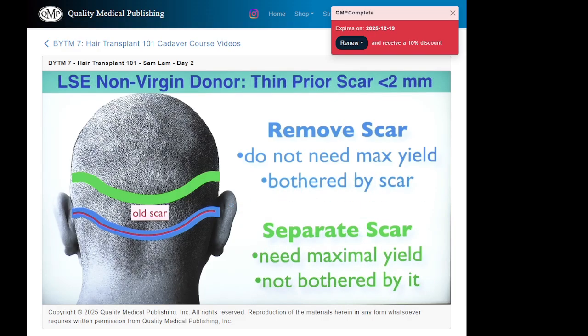Now, what if it's a thin prior scar? It's 2 millimeters. You see a little less than 2. You can see it. It's barely there. If you comb through it, you can see it. Again, it's the same thing. It's pretty small. If they've got good shingle, good density, and they wear their hair a little bit longer, and you need a lot of grafts, I take a separate scar. I'm not worried about it, okay? Because it's too thin to actually bother to transplant in that area, but it's fine. Let's get maximal yield. And that's a discussion you can have with the patient.